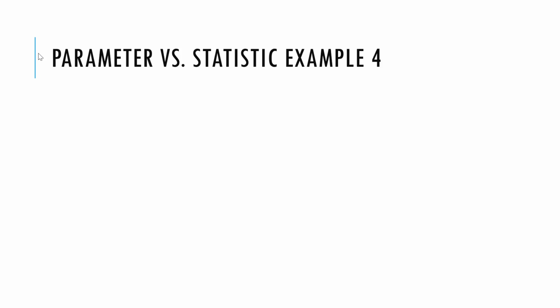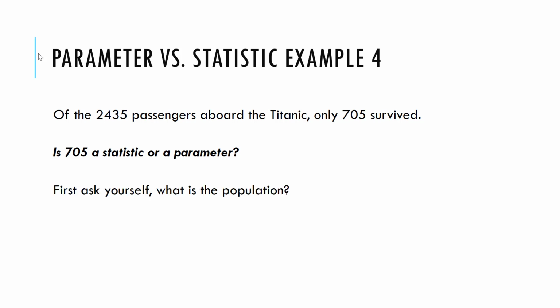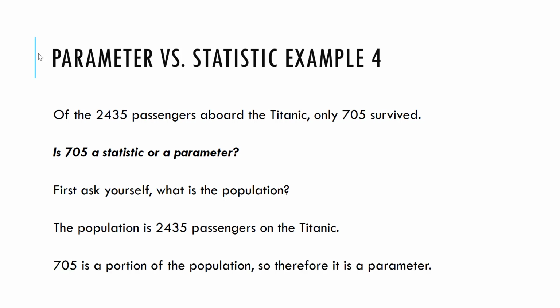Here's another example. Of the 2,435 passengers aboard the Titanic, only 705 survived. Is the number 705 a statistic or a parameter? First, ask yourself, what is the population? The population is the 2,435 passengers on the Titanic. 705 is a portion of the population, so therefore it is a parameter.